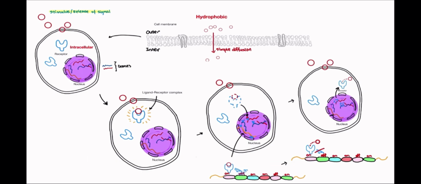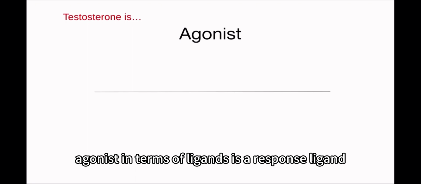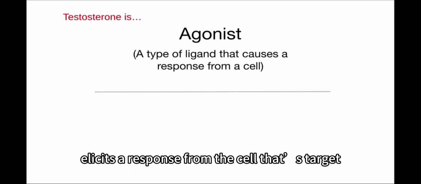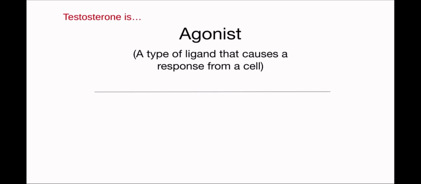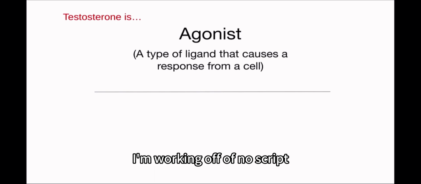We don't want that. So, now we need to talk about what type of ligand testosterone is, because we've mainly just been focusing on what response it causes. Testosterone is what is known as an agonist ligand. An agonist, in terms of ligands, is a response ligand, which means that it elicits a response from the cell that's targeted. Well, that was very redundant, but bear with me here. I'm working off of no script.